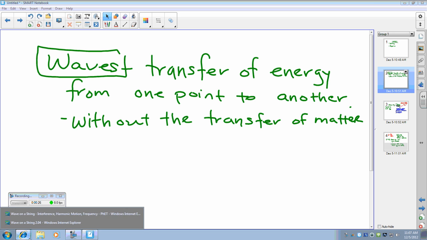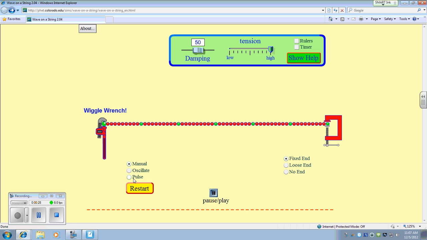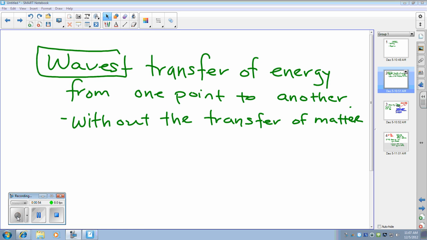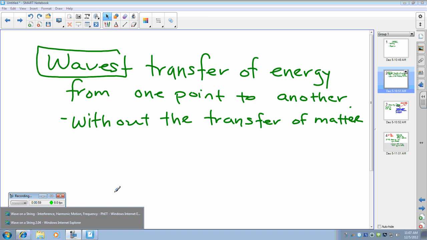So let's look at an example. If I look at a PhET simulation here, this is one of my favorite PhET simulations, and I cause a wave to be created. Let's turn the damping down. And I create a wave. What we see is just the energy from the wave is traveling left and right, but the particles themselves, the little dots, are staying in place. The dots are not traveling from left to right. They are simply moving up and down as a result of that energy movement from one side to another. So we can really see that transfer of energy without that transfer of the matter.